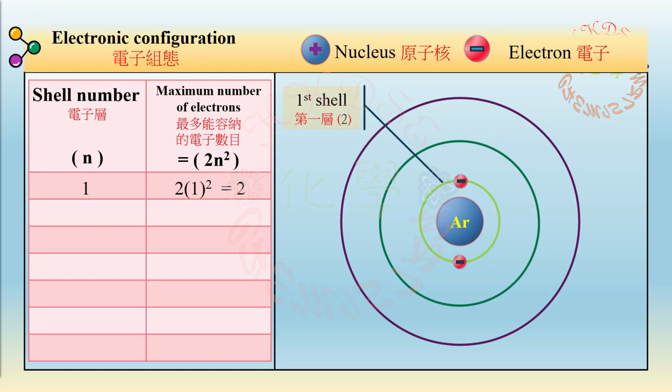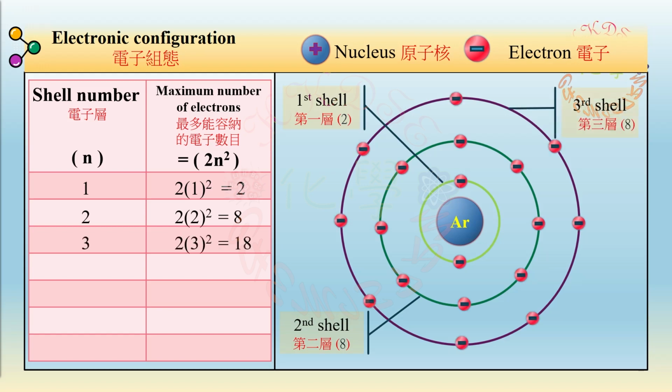When a certain shell is full, refer to the table again. If n is 1, the first shell can hold a maximum of 2 electrons. If n is 2, the second shell can hold a maximum of 8 electrons. If n is 3, the third shell can hold a maximum of 18 electrons. Any remaining electrons would go into the next outer shell and so on, until all are placed. For example, the arrangement of electrons in an argon atom can be shown by Figure 1.